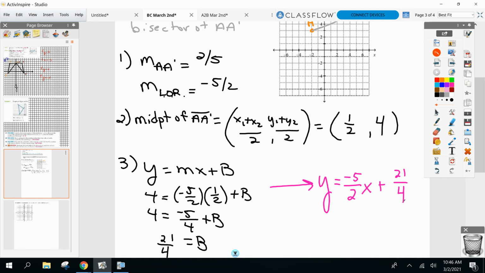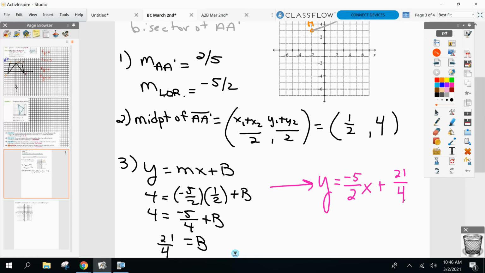Why we took the negative reciprocal? That took care of the perpendicular part. Why did we find the midpoint? Because it bisects, so the line has to go through the midpoint. The B stands for the y-intercept. Correct. That's where the line of reflection would cross your y-axis, at 5.25.